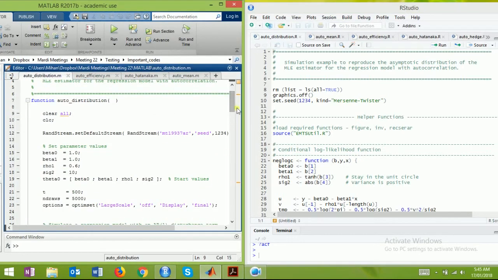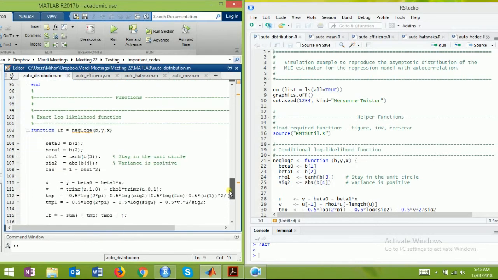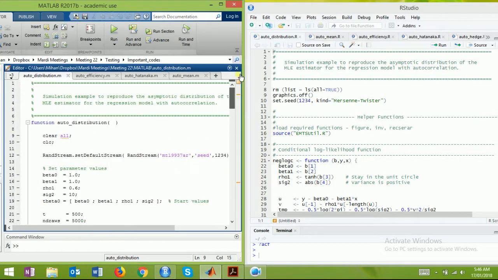Let's begin with the local functions. Yes, we do. First, because we're going to do 5,000 replications, a Monte Carlo simulation, we need to set the simulation property. All true is all true; list is equal to is all true. rm is remove object, graphics off.